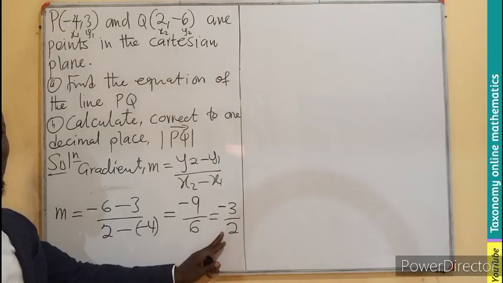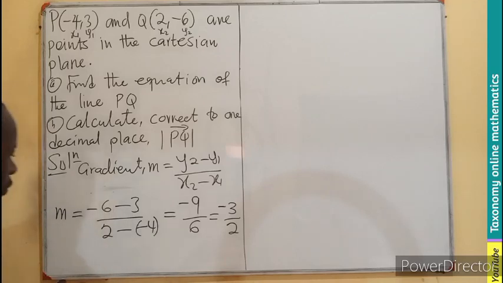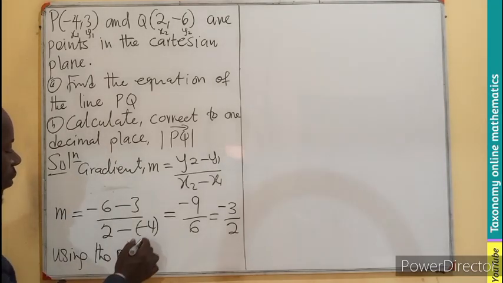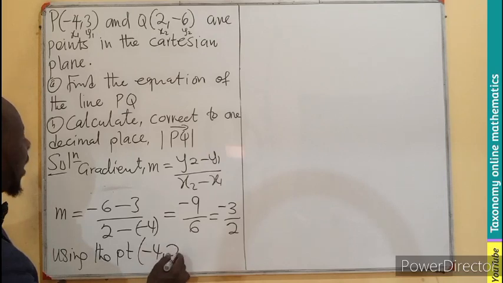We know the gradient, we need 1 point. So we are going to use any of the points. I prefer the first one, which is minus 4 and 3.